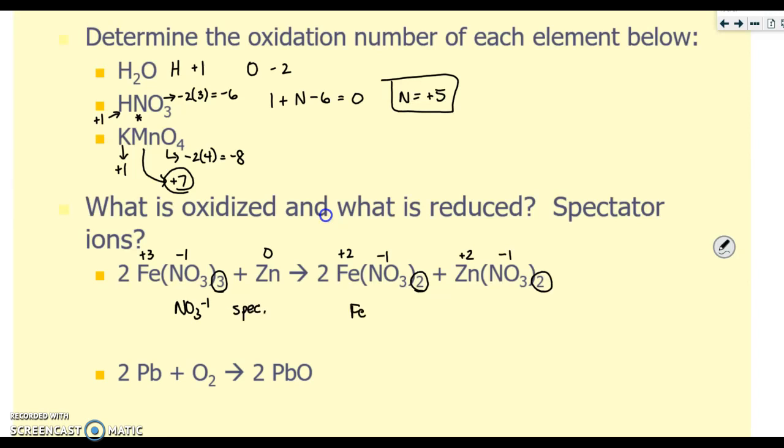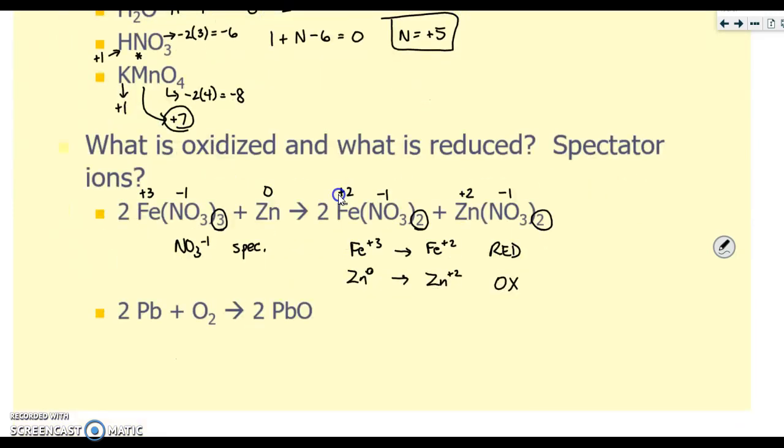Iron was +3, and it turned into +2, so it became more negative, so it's reduced. And our zinc went from a charge of nothing to a charge of +2, so it became more positive and is therefore oxidized. Okay. At this time, please pause the video and attempt the problem below.